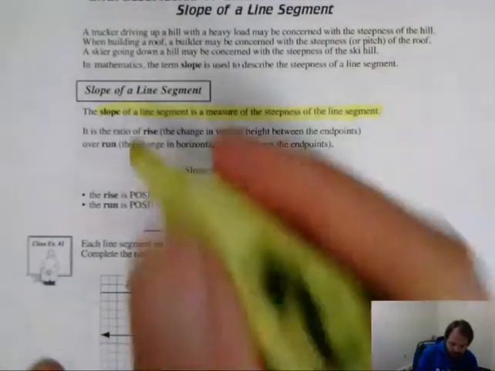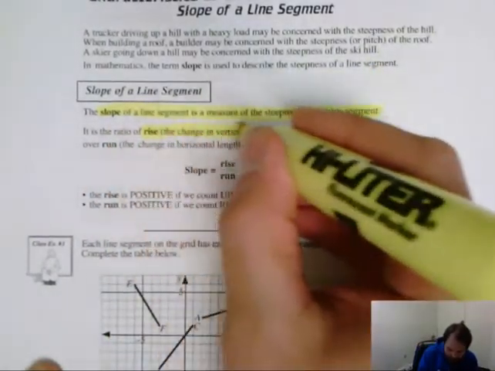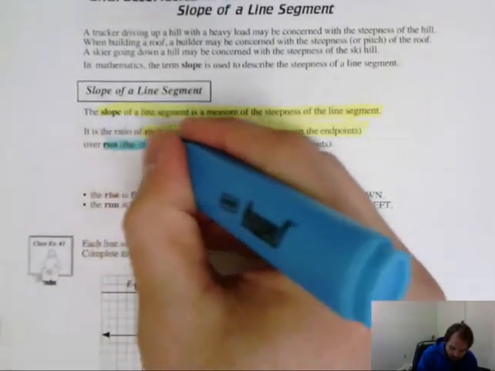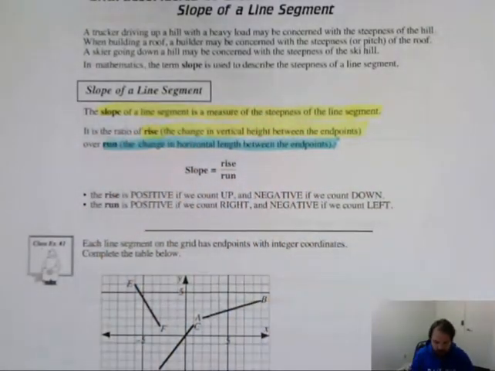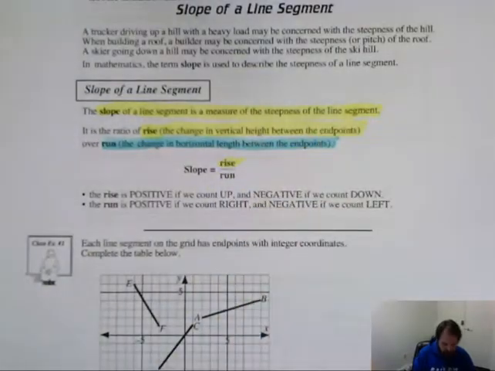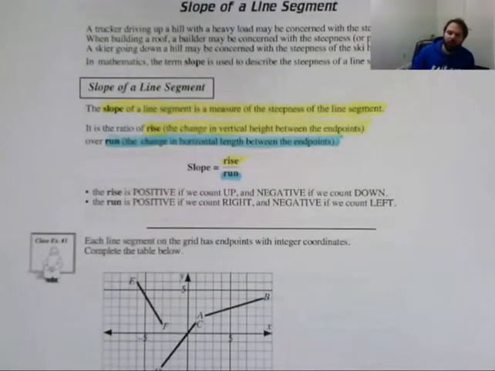So it is the ratio of the rise, which is the change in height between endpoints, and the run, which is the change in horizontal between endpoints. Okay? So in other words, the change in our rise divided by our change in run is equal to our slope. The rise is always going to be positive if we're going up, and the run is also going to be positive if we are going to the right.